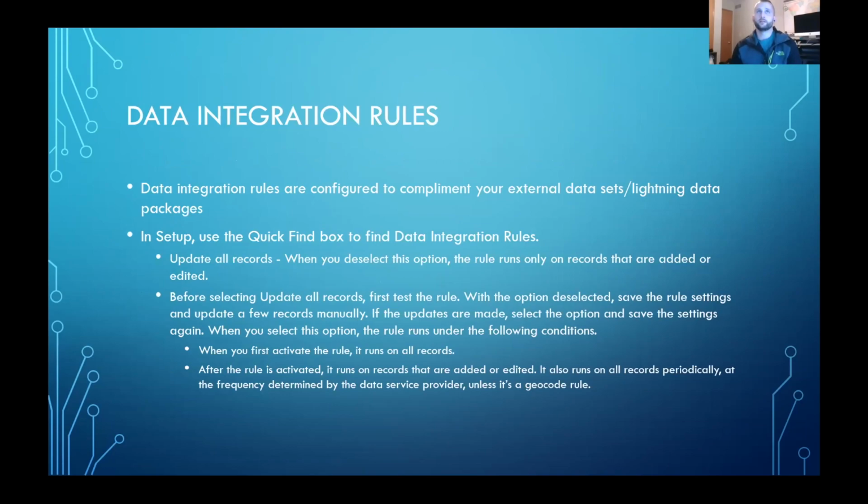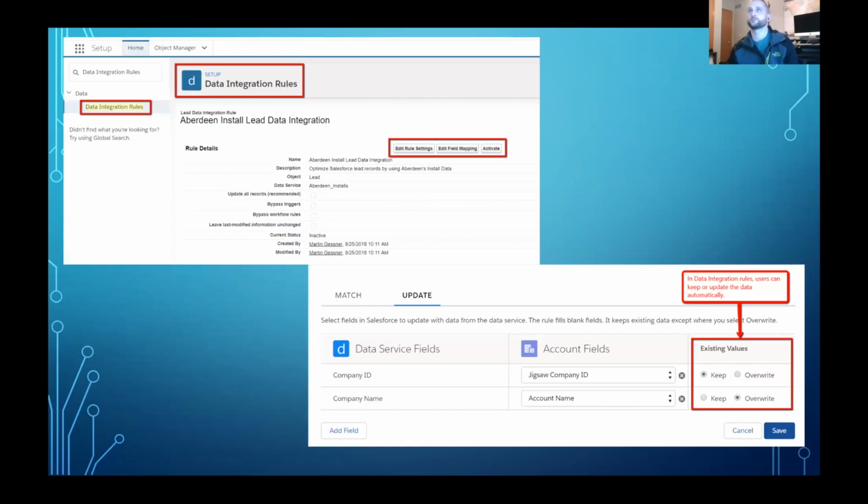The Lightning data packages come with data integration rules. In setup, you can use the quick find box to find data integration rules. The main tip when going through this is to take a look at the update all records checkbox. It's automatically selected here. I'll go in so you can see this. They recommend not having it checked when you start off, and doing some tests to see if it's performing how you expect. Then when you're ready, go back in and select that box.